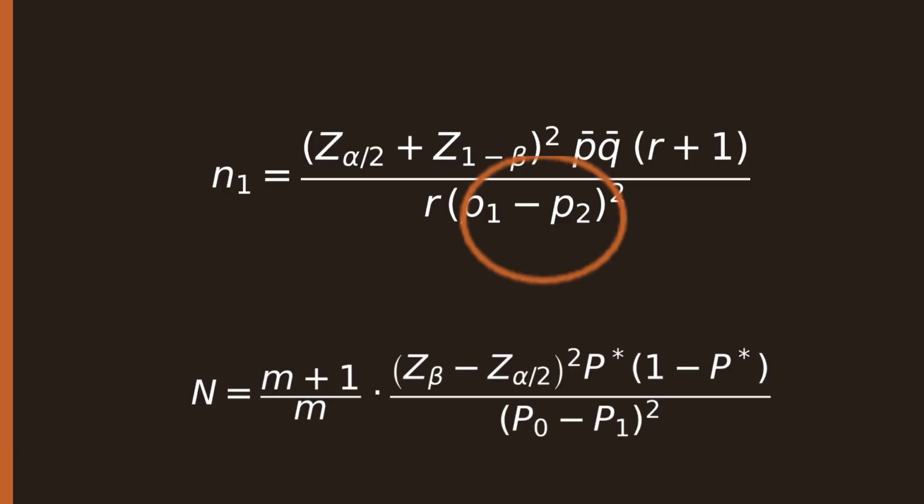Now, in some formulas, you see P1 and P2, while in some formulas, you're going to see P1 and P0. In both cases, P1 still represents your cases or your exposed group. Then P2 and P0 are the same thing. They mean the same thing. It is the proportion of your control group.